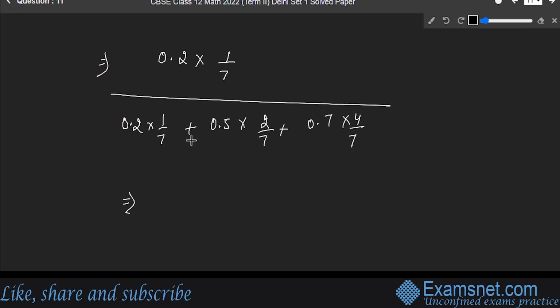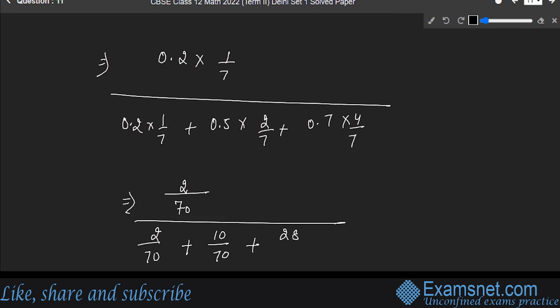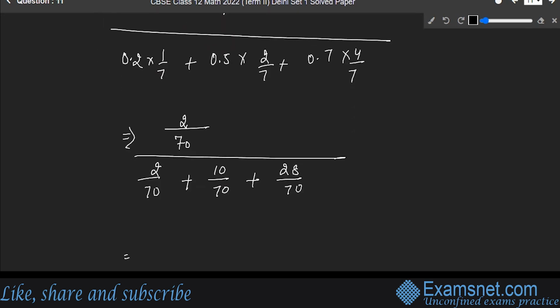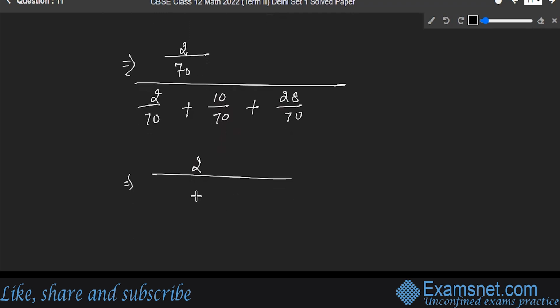Okay, so this gives you 2 upon 70 divided by 2 upon 70 plus 10 upon 70 plus 28 upon 70. So you will be left with 2 upon 2 plus 10 plus 28, that's going to be 40. So 1 by 20, this is the required probability and our answer to the question. Hope you understood this, right?